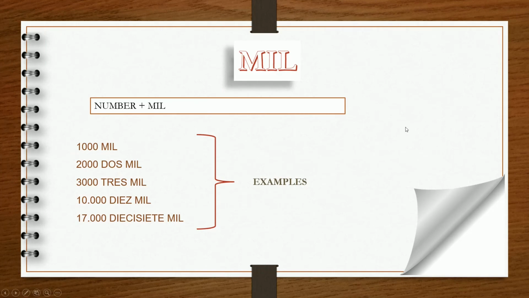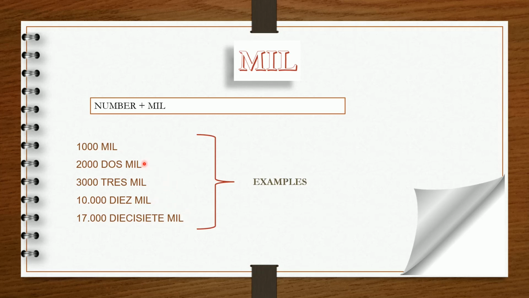Okay guys, finally we have made it to the last part, and in this case it's going to be for the thousands. As you will see, it is going to be really easy, really simple, and once again we have a small formula for you to follow. In this case, this formula consists of two parts. First, a number, and second, the word mil. The only exception for this formula is going to be the number 1000, that we will call just mil. But for any other number, you must follow this formula.